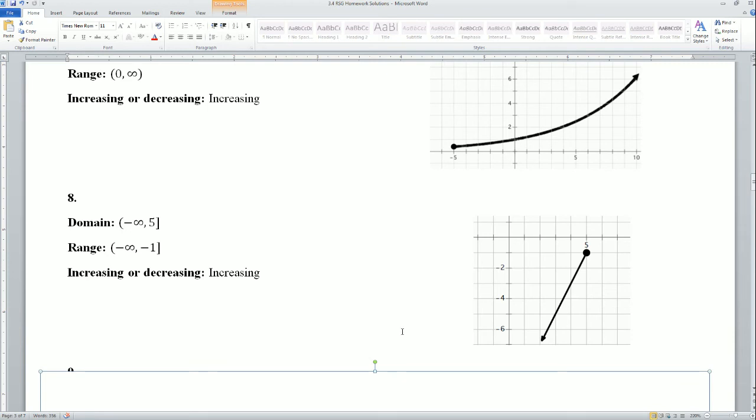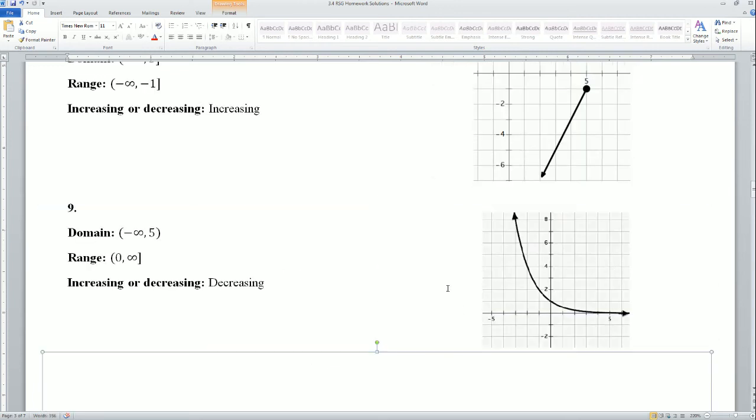8 looks a little bit weird, but again, the domain on the far left side looks like it went down, so it is negative infinity, stopped here, closed at the 5 value, so the domain is negative infinity all the way to 5, and make sure we close it at 5. The range here starts from all the way down at negative infinity in the y, and stops here at the 1 right here, so we would say that it goes from negative infinity all the way to -1. Close it at -1. From left to right, it is increasing.